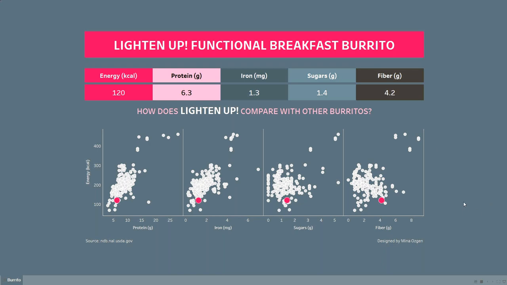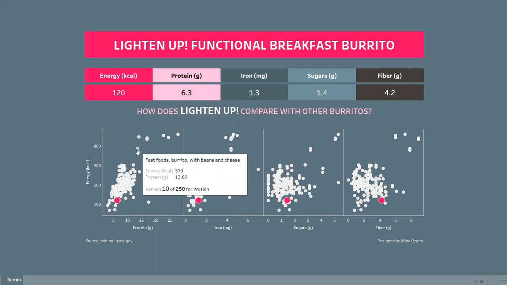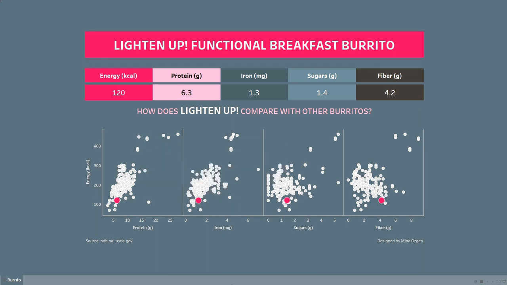What's the one on the upper right? The one that has the most energy? Yeah, fast food burrito, but Taco Bell's up there. Taco Bell, yeah. So many calories. Which one has the highest sugar? So the highest sugar would be here.